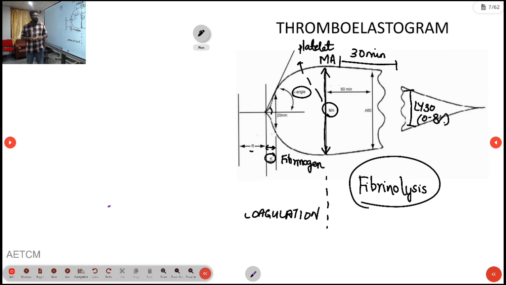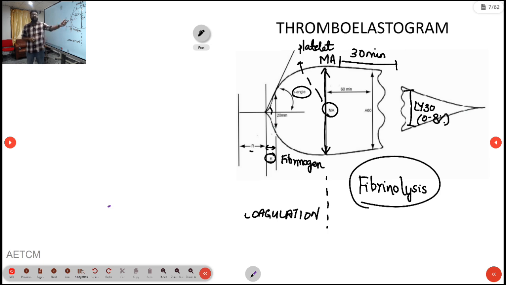Whereas if there is an increase in K or a decrease in the alpha angle, that means we will give cryoprecipitate. Cryoprecipitate has to be given. If the maximum amplitude is less, normally the maximum amplitude is this much, if that is less, then we'll have to transfuse platelets.